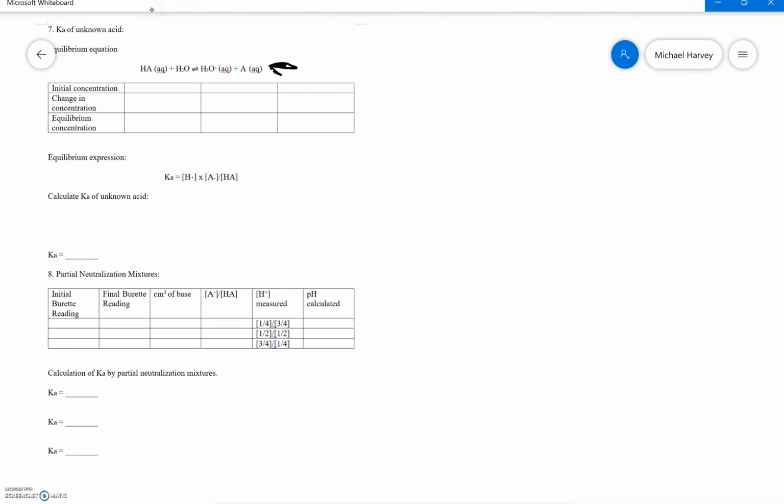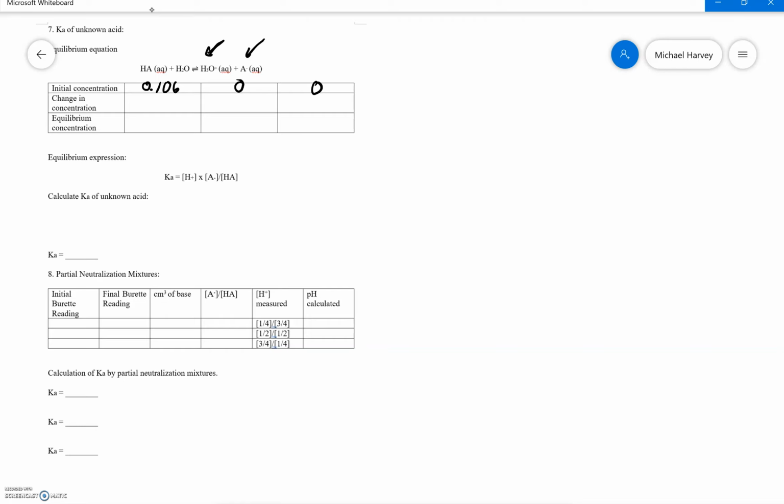Well, that's already been calculated from the titration, and it's 0.106 moles per decimeter cubed. And the initial concentration of the hydronium ion is 0, and the conjugate base is also 0. Now we've got to work out the change in concentration at equilibrium, because obviously a weak acid does not stay as the weak acid in solution. It's going to dissociate into the hydronium ion and the conjugate base of the acid.